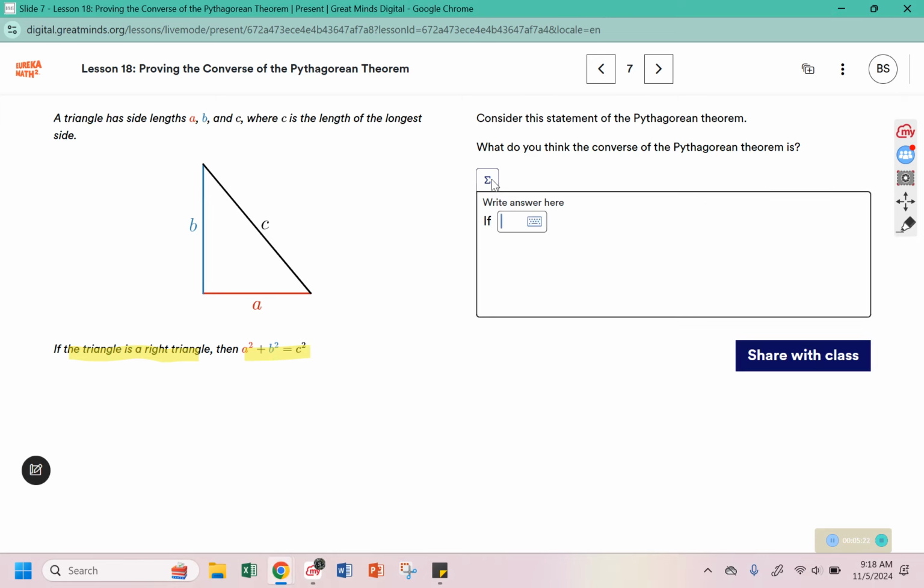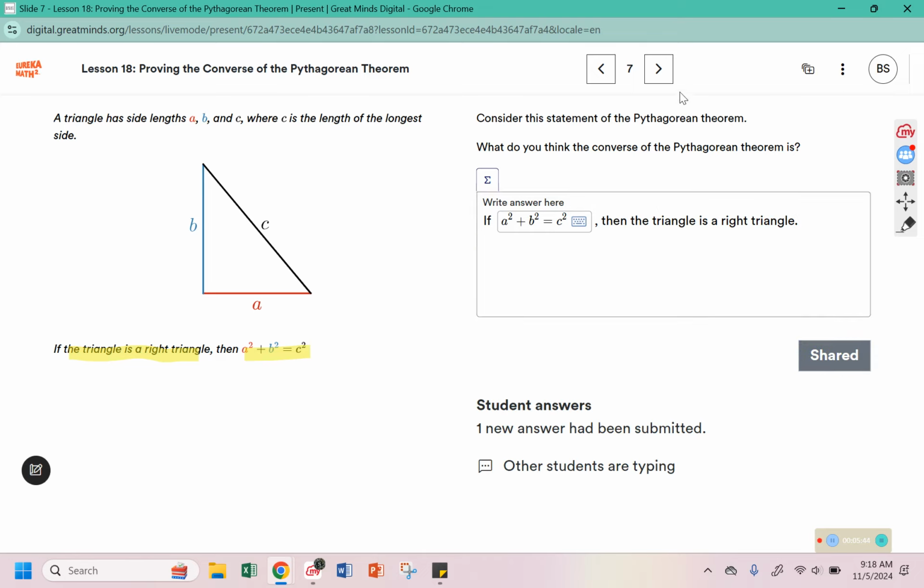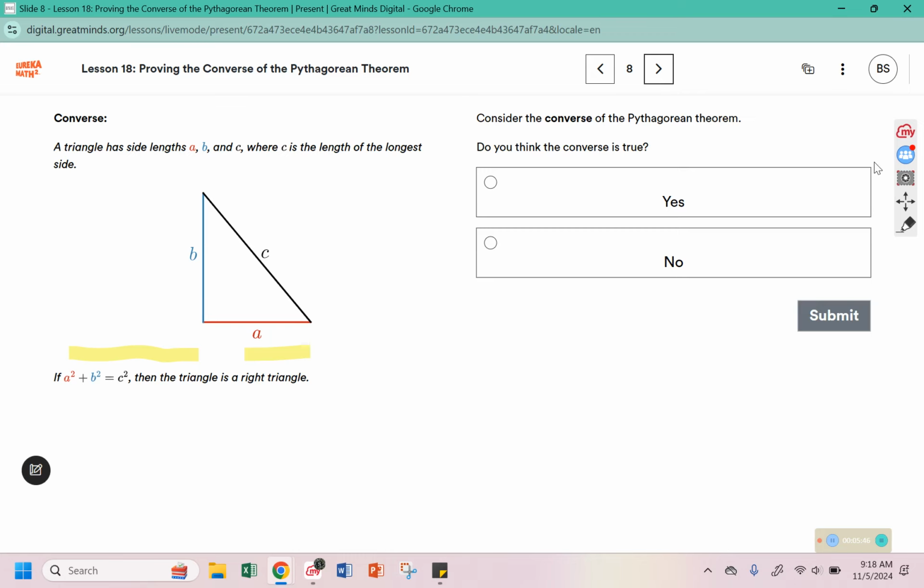If a squared plus b squared equals c squared, then the triangle is a right triangle. Do you think the converse of the Pythagorean theorem is true? Meaning, if that relationship exists, then it has to be a right triangle. Yes, I believe that is true.